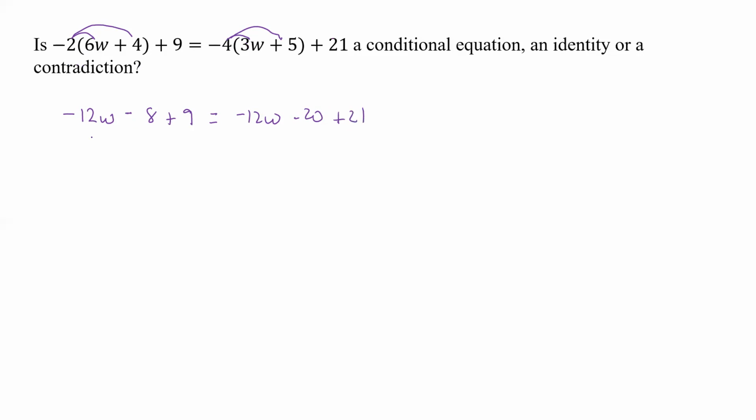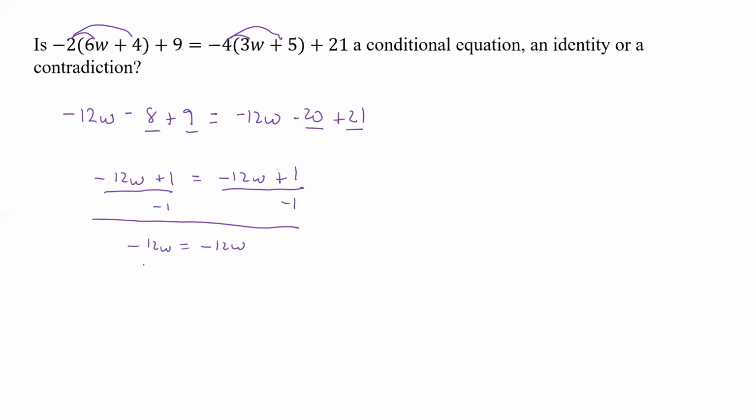All right, so here we got like terms and like terms. So we have a minus 12w, and then that's 9 minus 8 is 1 equals minus 12w, and that's again plus 1. And if you're noticing anything, this side equals this side. And so because those sides are equal, if we subtracted 1 from both sides, then we get a negative 12w equals a negative 12w. Then if we added 12w to both sides, we get 0 equals 0.